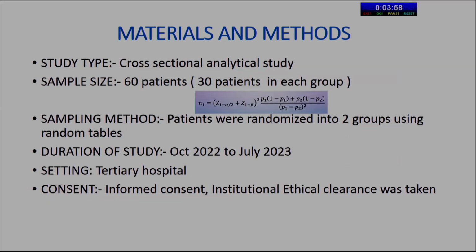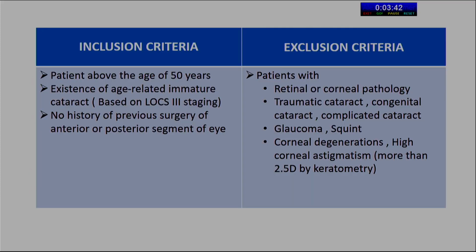My study type is a cross-sectional analytical study, including 60 patients, 30 patients in each group, and patients were randomized into 2 groups using random tables. The study period is October 2022 to July 2023. Informed consent was taken and the study was done in a tertiary hospital.